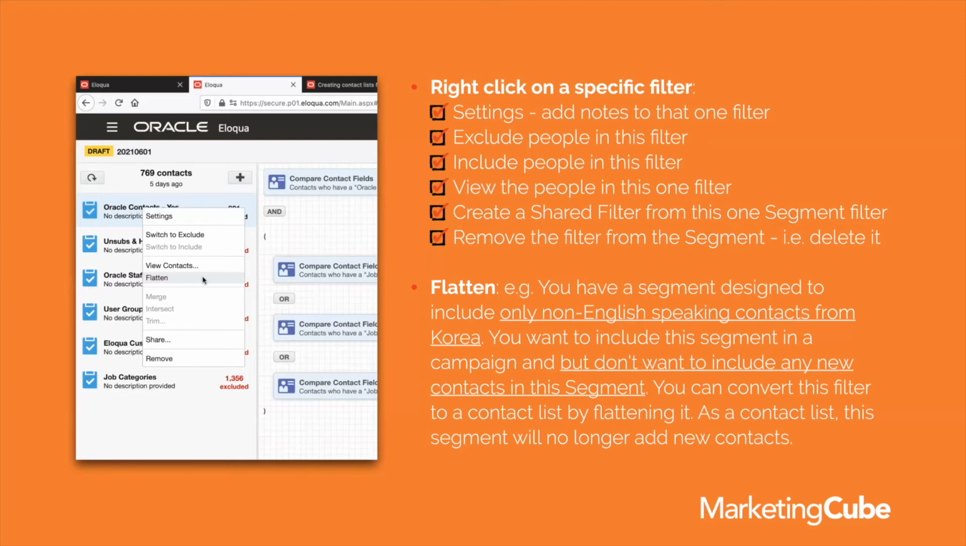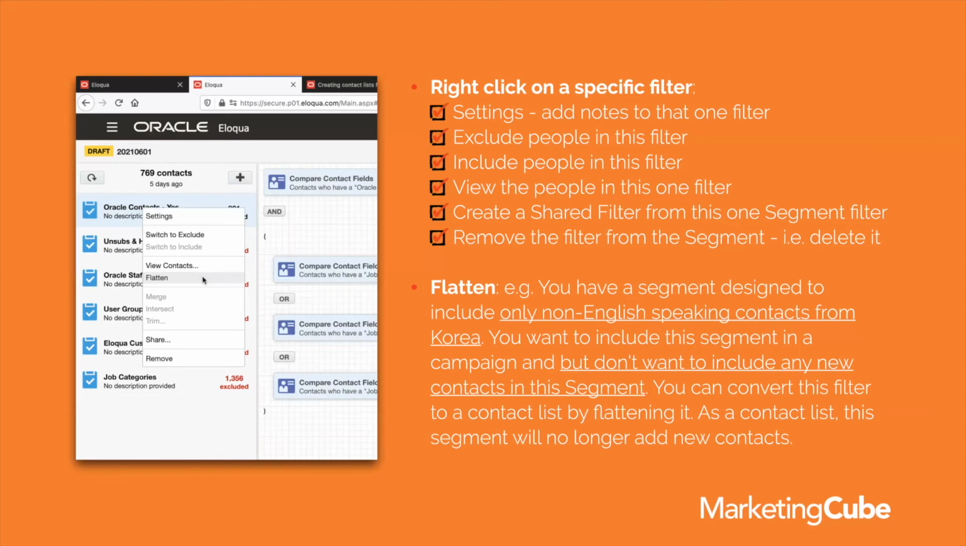Then of course, remove is remove. So just kind of deleting it out of there. But flatten, I wanted to explain flatten because this one stumps people sometimes. So the easiest way to think about it is when you upload an Excel list of people to Eloqua, that's referred to as a list sitting within the segment. And so that list is static in nature. We talked about this a little bit earlier.